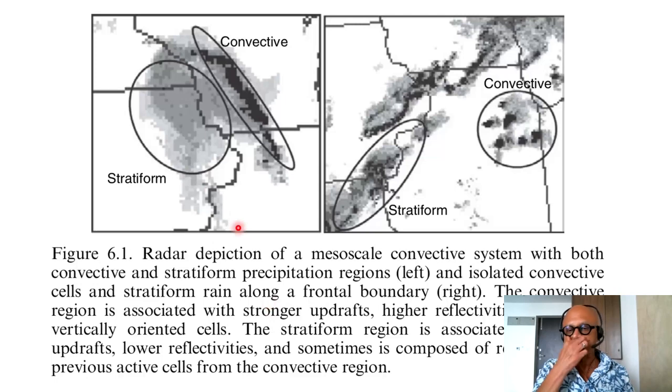So here is a radar depiction of a mesoscale convective system with both convective and stratiform precipitation and isolated convective cells and stratiform rain along a frontal boundary. The convective region is associated with stronger updrafts, higher reflectivities, and more vertically oriented cells. The stratiform region is associated with weak updrafts, lower reflectivities, and sometimes is composed of remnants from previous active cells from the convective region.